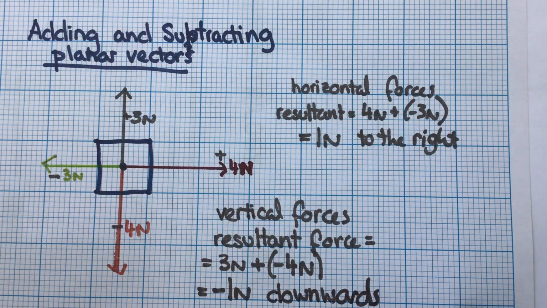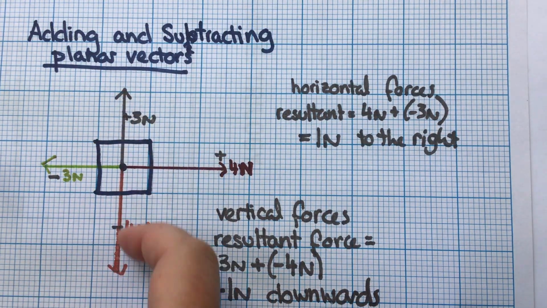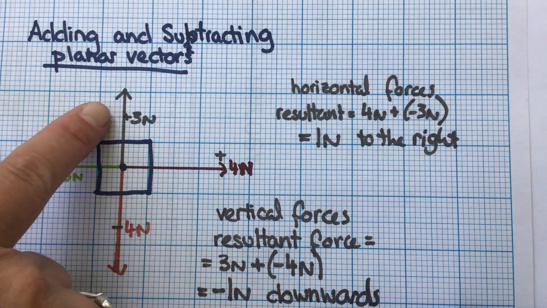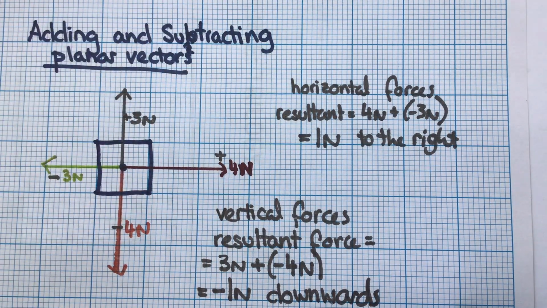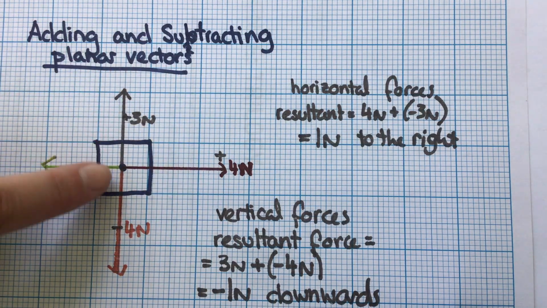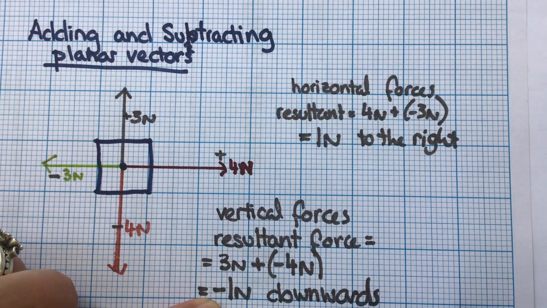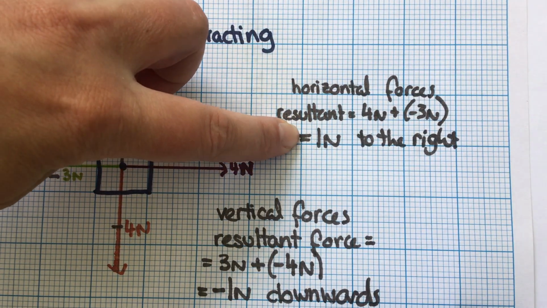Okay, so here I found the resultant, the overall force in the vertical plane. I've remembered to put my positive and my negative in. I found the magnitude and I found the direction. Now, what you can do if you want to, we now have both of these two forces represented by one vertical force, and we've got both of these two forces represented by one horizontal force.